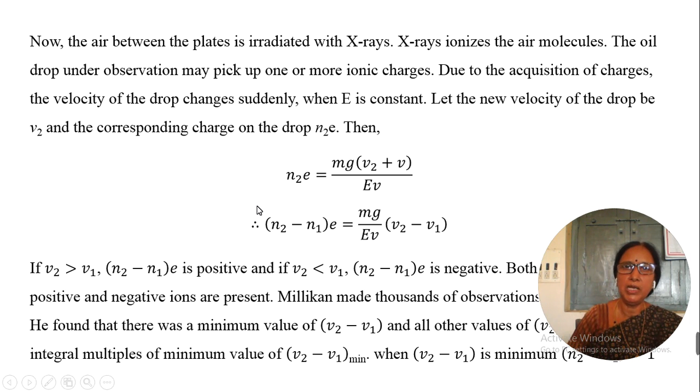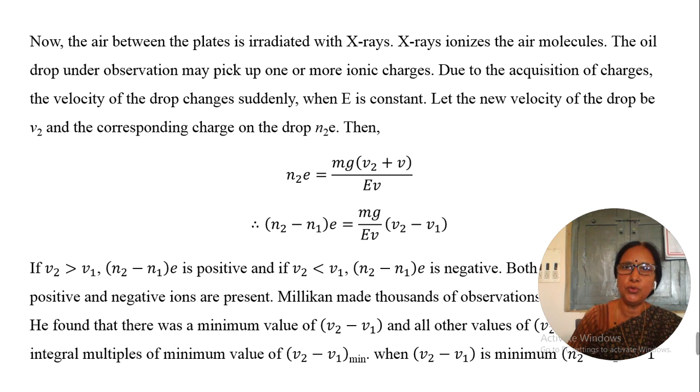Millikan performed the experiment more than 1,000 times. After performing and recording the readings, he observed that one of the readings for V2 minus V1 has a least value. That means, suppose I give you an example: if you are allowed to take 500 readings, among the 500 readings of V2 minus V1, only one value has a least value. The rest of the 499 values will be multiples of this least value.